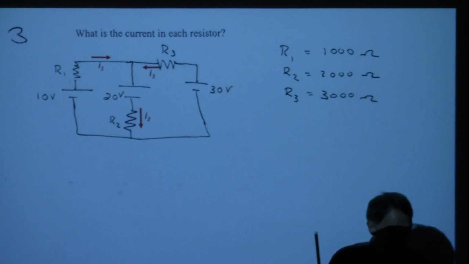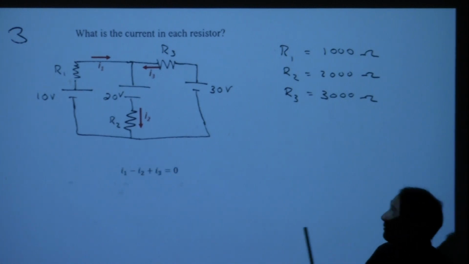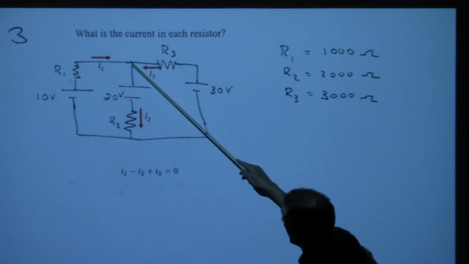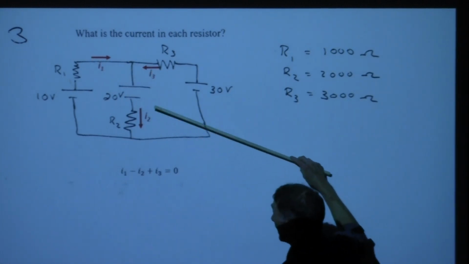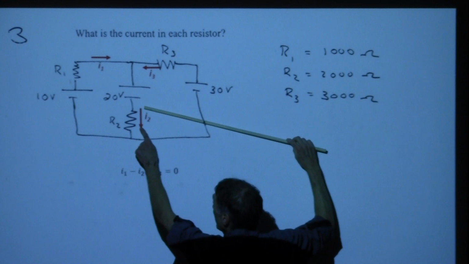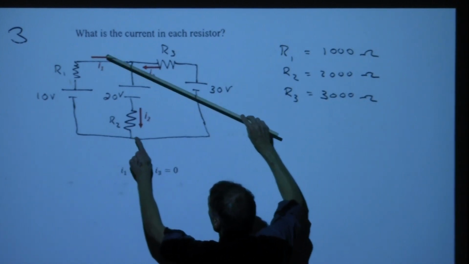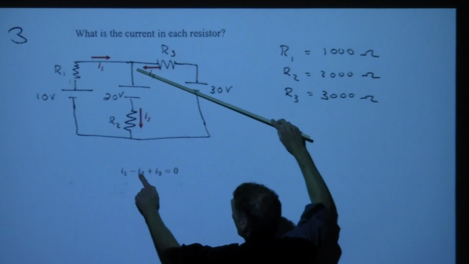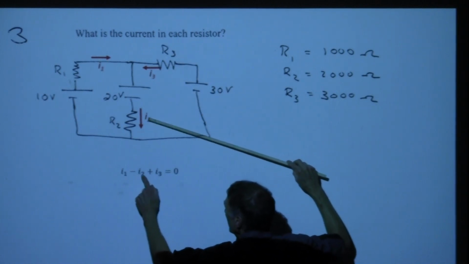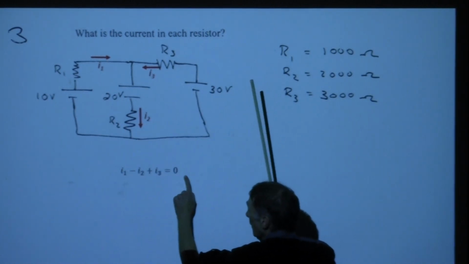So I want to first start off with the idea of the junction rule. I'm going to call anything that's coming in as positive. And so I pretend like I know everything I need to know. I have I1 coming in. I have I3 coming in. Both of these are positive. And I2 would be flowing out. And so they all should add up to 0.